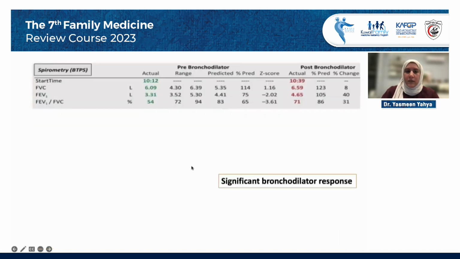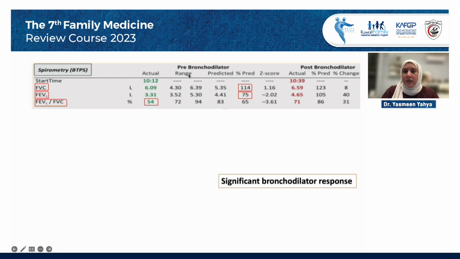Okay. So for example, in this spirometry, there's a significant bronchodilator response. So first of all, the FVC is 114%, which is normal. And the FEV1 is reduced, it's 75%, and the ratio is less than 70.7, which means that there is obstruction.